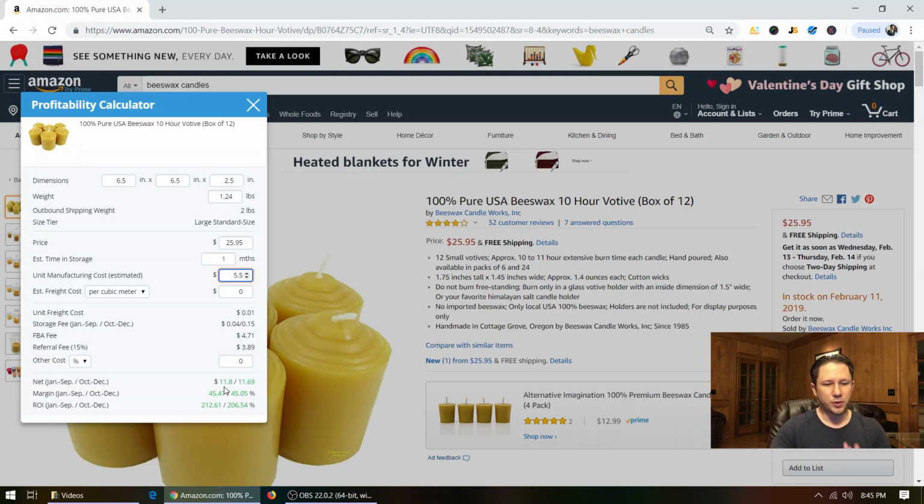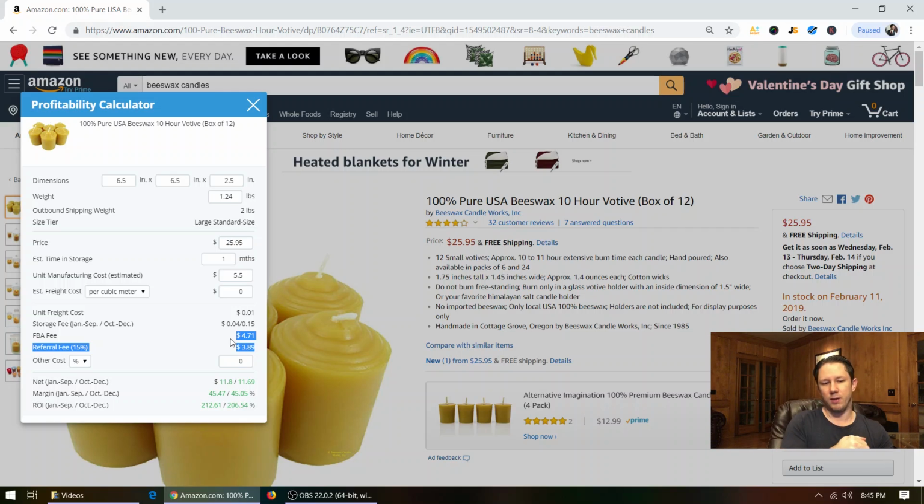So one thing I want to say too, these fees here, like your FBA fee and your referral fee, you're not paying that to Amazon except for when you sell a product. They just take it out of their cut, okay? So the fees are like $8.50 here. So when you sell one of these for $25.95, they're going to take their $8.50 out and they're going to deposit the rest in your bank account, okay?